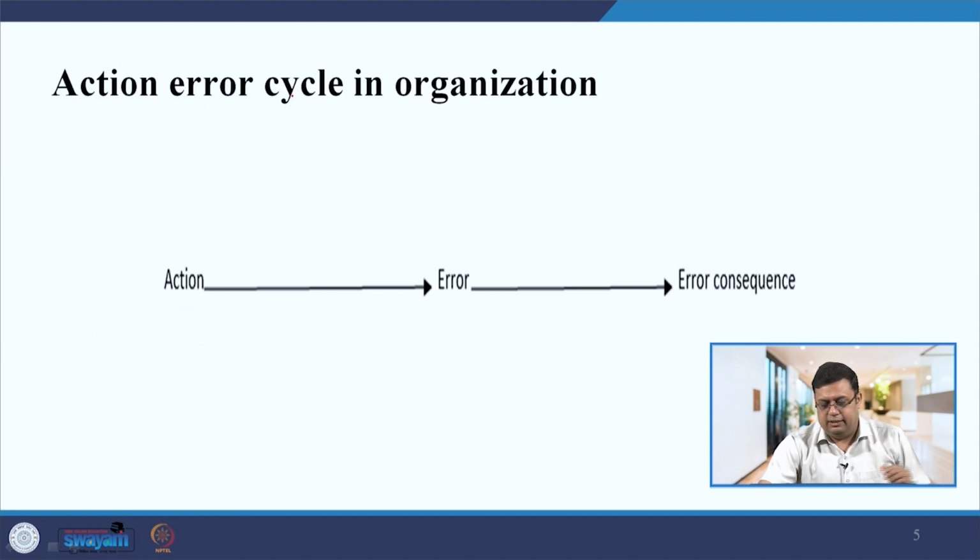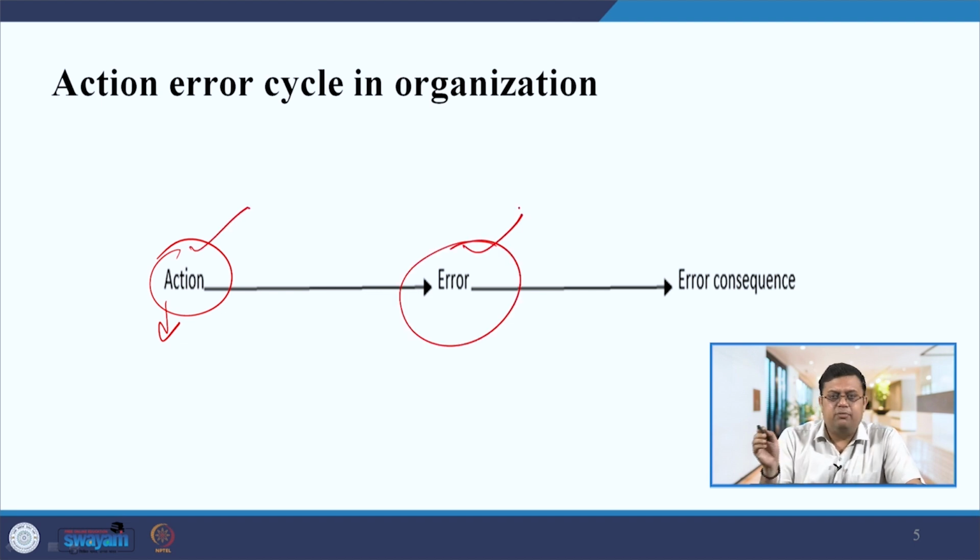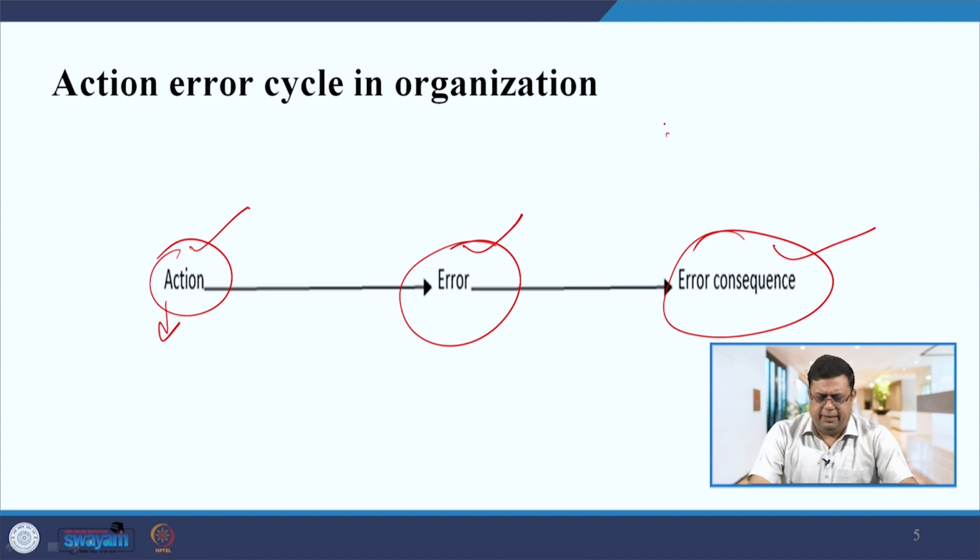So here, first you need to understand the action error cycle in the organization. In our organization, each person is supposed to do some activities in order to achieve the goal, right. So that action will take place, and after that the error will be highlighted, and then each error will have a consequence, right. If goal achievement is not there, then it will have a consequence. It may impact the performance level of the team, it may impact the performance level of the organization. So each error that is taking place at a workplace will have a consequence. This is the cycle that you need to understand.